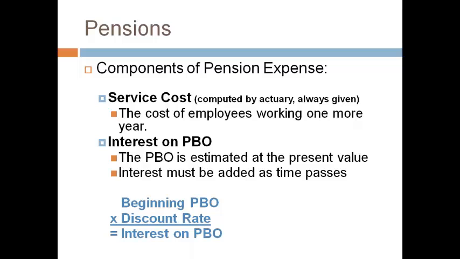Interest cost is computed as the beginning PBO times the discount rate. In practice, companies use a weighted average PBO during the year. We will use the beginning amount so that we can calculate it. The discount rate is generally determined by the 10-year bond rate. The discount rate changes from year to year with changes in market rates.